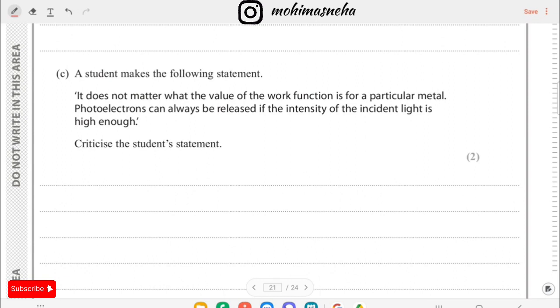But if you're using a light whose frequency is smaller than the threshold frequency for that particular metal, then it doesn't matter how much you increase the intensity. The frequency is less than the threshold frequency, so increasing the intensity will not cause any emissions, even though you are now supplying more photons, because they do not reach the threshold frequency. So in that case, no emission would occur.